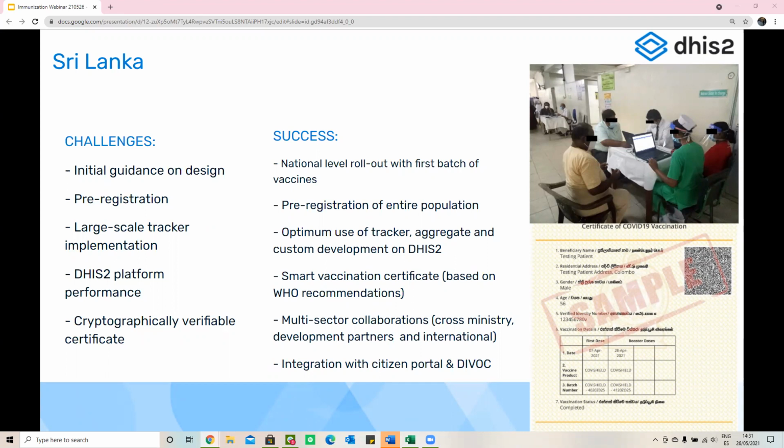So multi-sector engagement was again a major success in Sri Lanka. Not only HISP Sri Lanka, we work very closely with the Ministry of Health administrators and the health informaticians. And in addition, we obtained the support of the government ICT agency who looks after our infrastructure, as well as support with the integration with this DIVOC platform. So these are a few of the factors which contributed to our success in Sri Lanka.